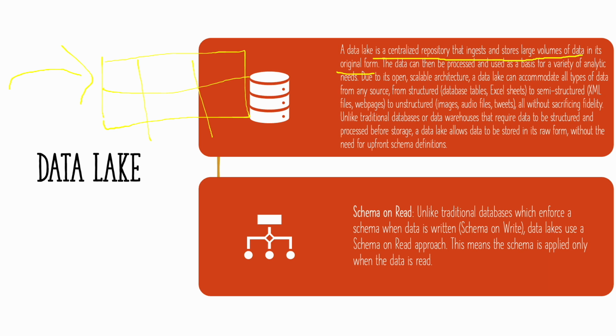But in the data lake, the data is stored in its native, raw format, so there is no schema defined. When you are reading the data, at that time you have to have the schema, that this data means this. That is schema on read. Unlike traditional databases which enforce schema when data is written, schema on write, a data lake uses the schema on read approach.